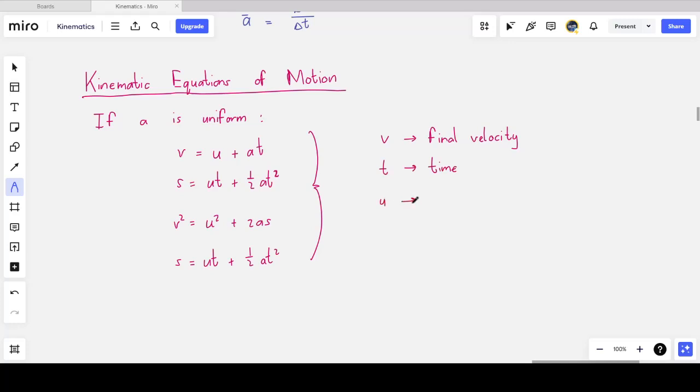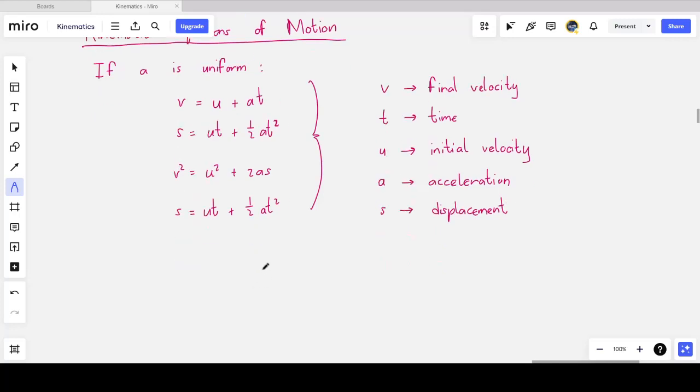And U is what we call initial velocity. Again, this is just all convention, and so these are the symbols that we use. U is the initial velocity before the time t has passed. A is the acceleration of the object, which again must be constant, so it must be one number. And S here is displacement. And so these are called the kinematic equations of motion.